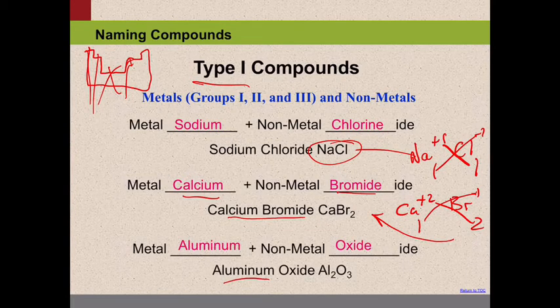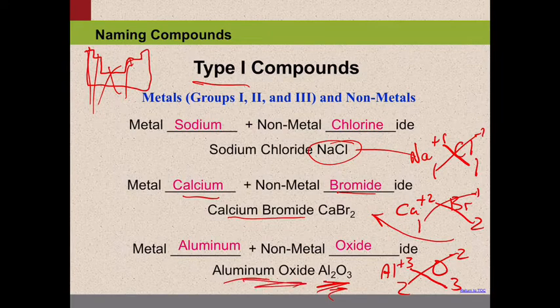And the final example is we take a look at aluminum. Now, aluminum is a +3, Al+3, and oxygen is an O-2. Again, you just get those from where they are on the periodic table. When I crisscross these, I end up with a 3 there, a 2 there, and that's what you see in the formula right here, aluminum oxide.